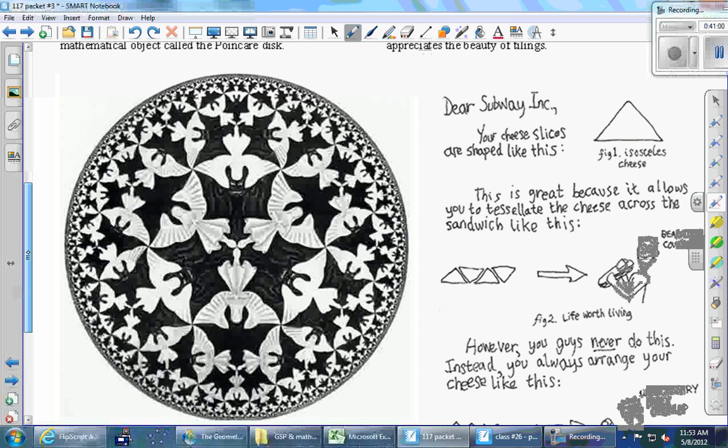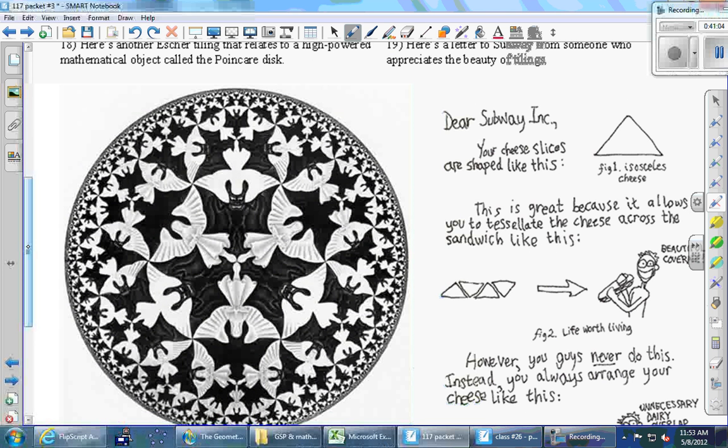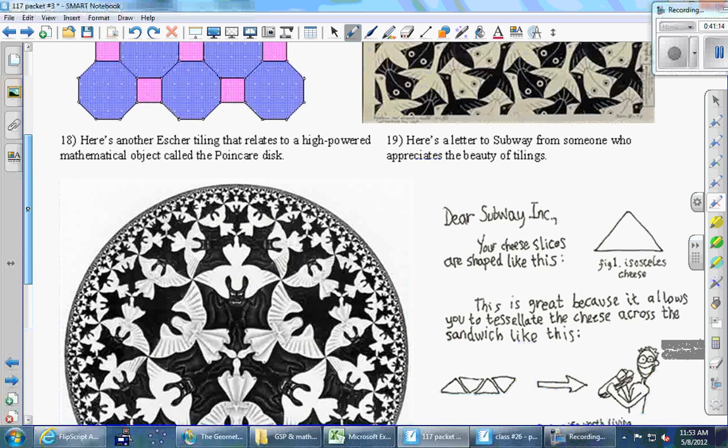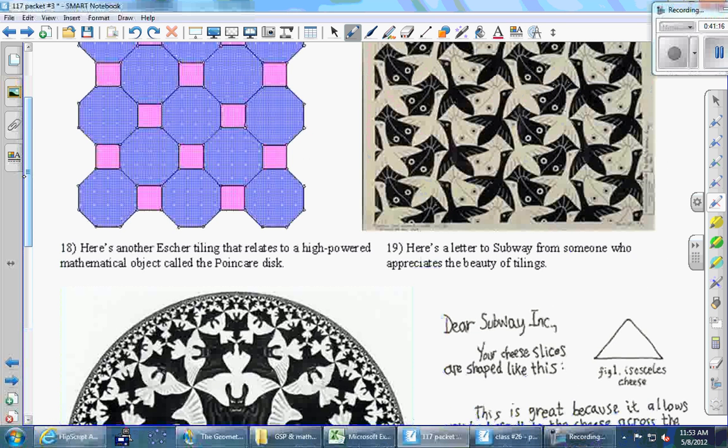Okay, so it's the same kind of idea. I think this one was called Angels and Demons, and you can see the white angels and the black demons, and they tile the space completely. One thing though, how is that one different from the two up above? It does have some line symmetry. Jocelyn?